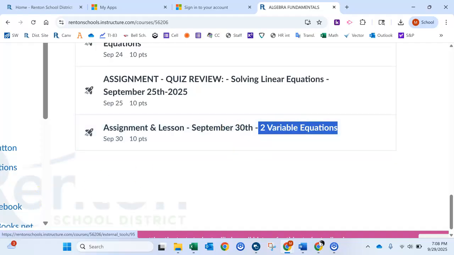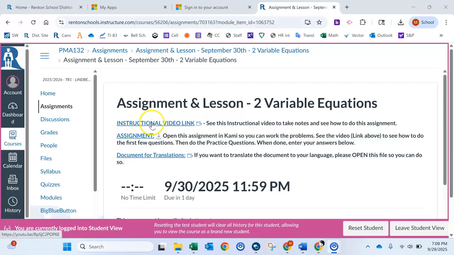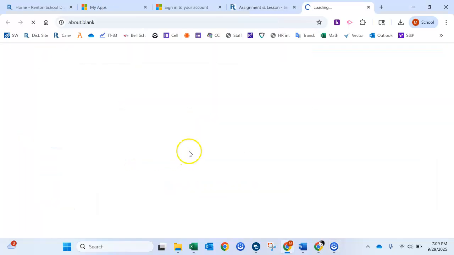So open that, please. Okay, so make sure that right now you're watching the video, but here's the assignment. Make sure you open it like this so you can open it in Kami, okay? So go ahead and open that. Also, make sure you open the document for translations.